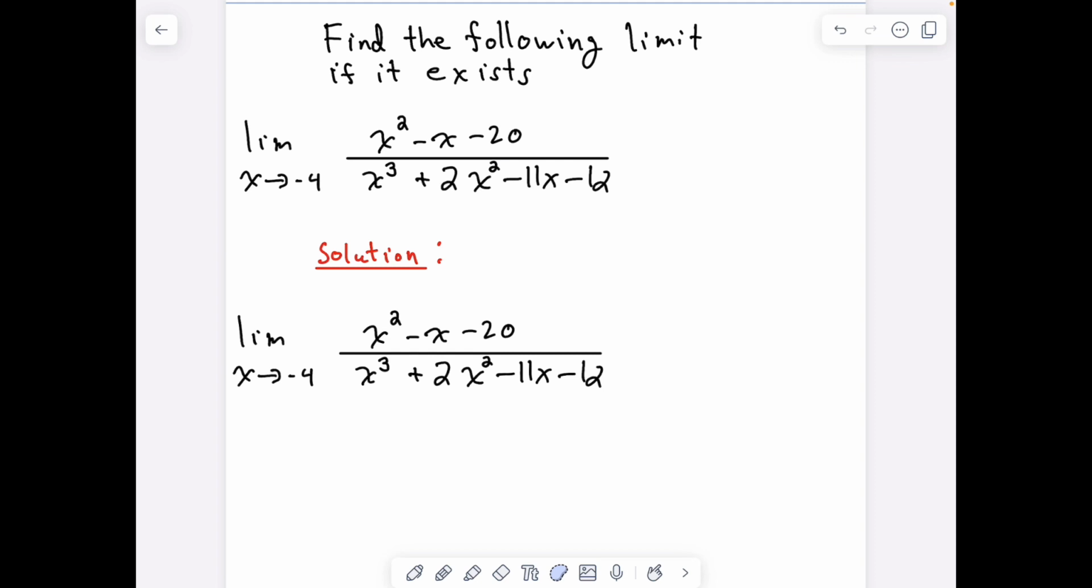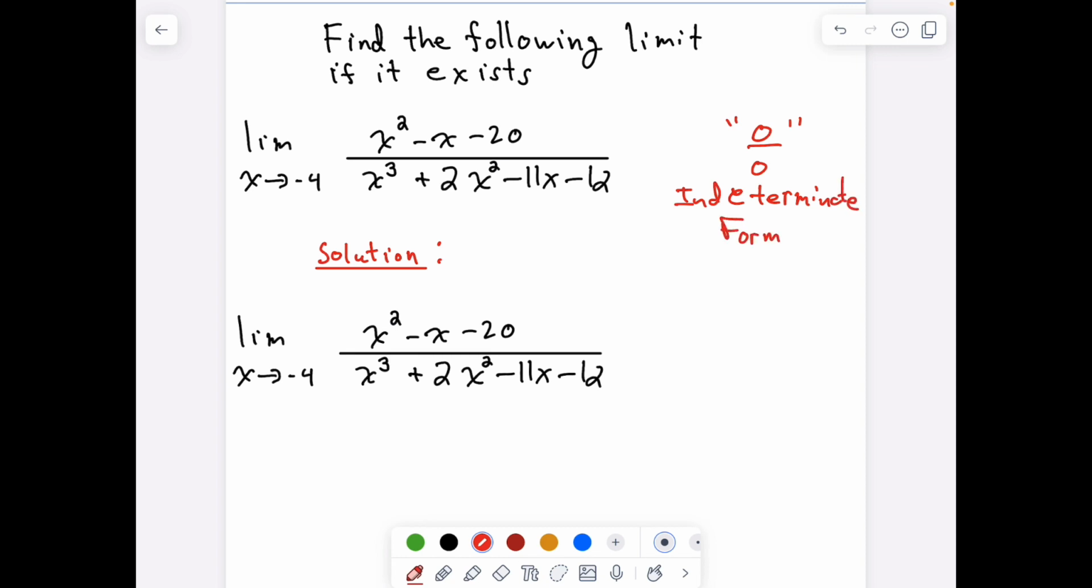So if you were to approach minus 4, in other words plug in negative 4 into both the numerator and denominator, you would get 0 on the numerator and 0 on the denominator. Okay? So you have this form 0 over 0. That is what we call an indeterminate form. And an indeterminate form is a form for which you don't know what the limit is. You have to do a little bit more work to figure it out.